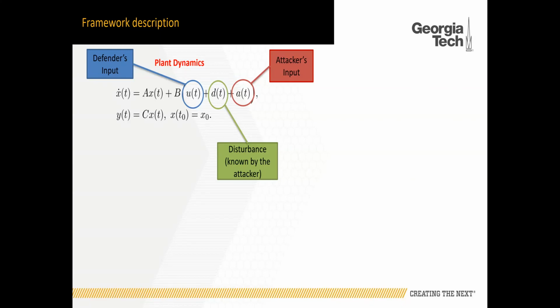Kyriakos, can I ask a question on the setup? What's the difference between a disturbance and the attacker's input? Isn't it the same thing? Okay, so it seems that you add them up, so they must have the same units. It must be physically the same thing. Yes, it's physically the same thing. So, for example, let's say you fly a plane, and then you have a wind gust.